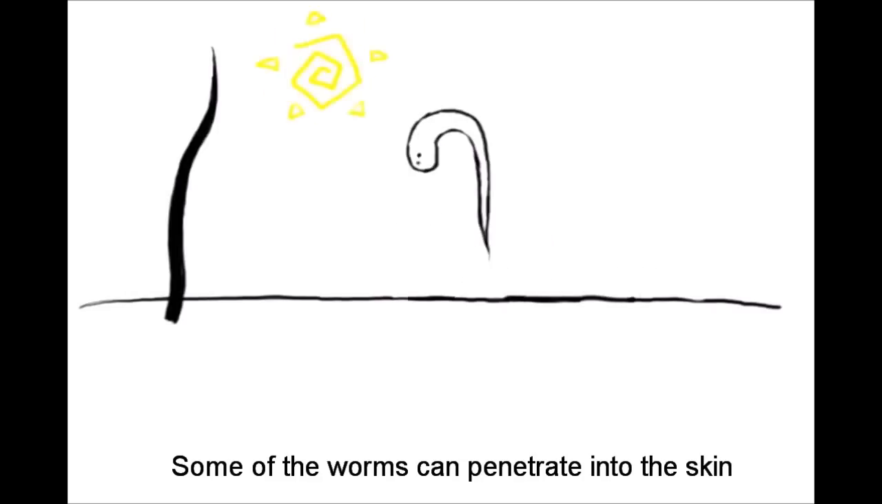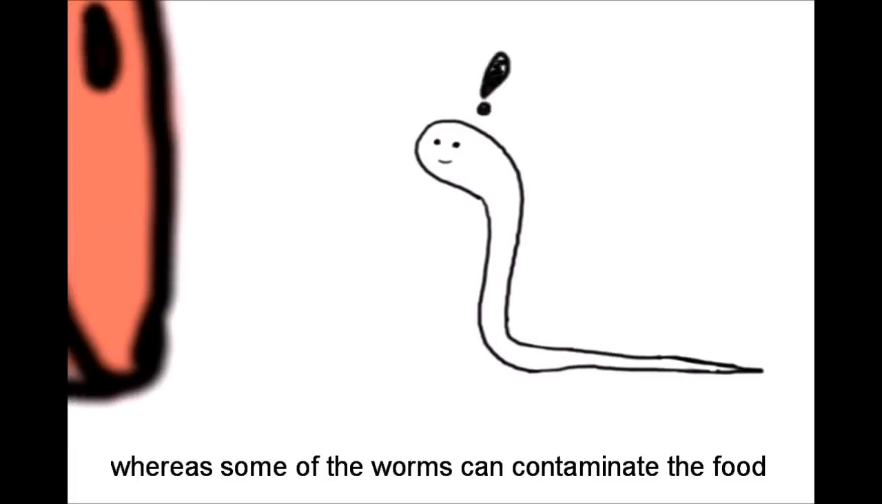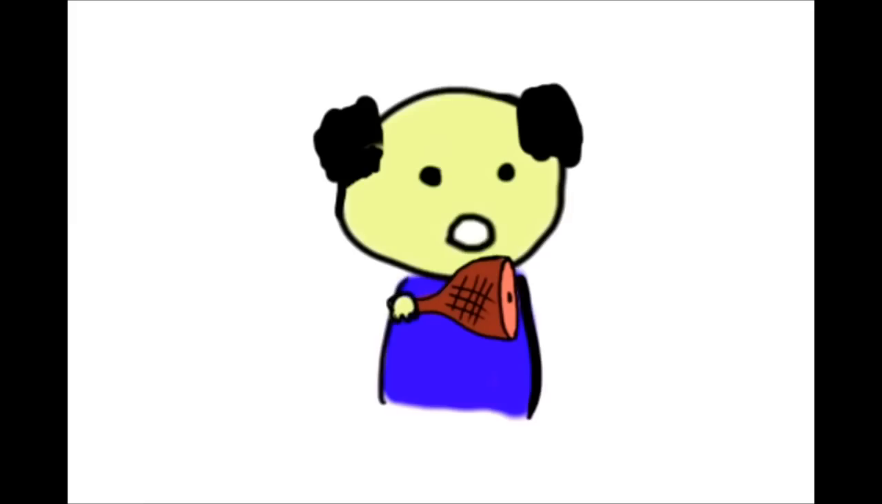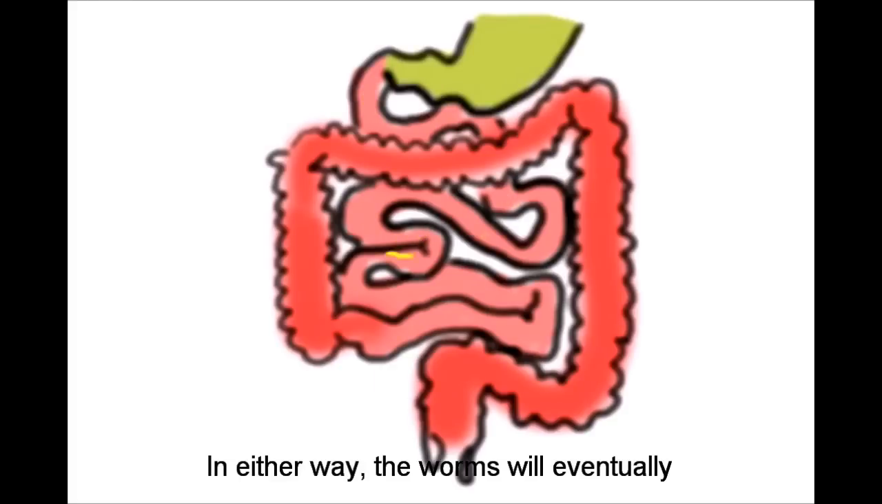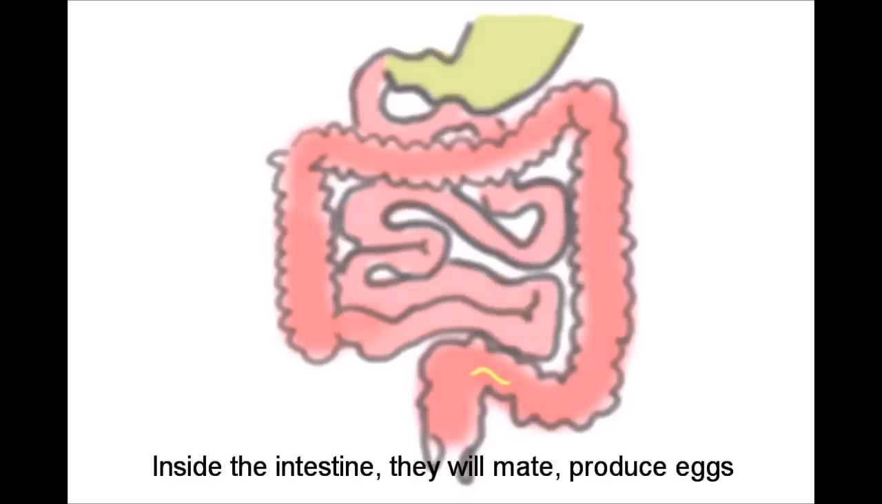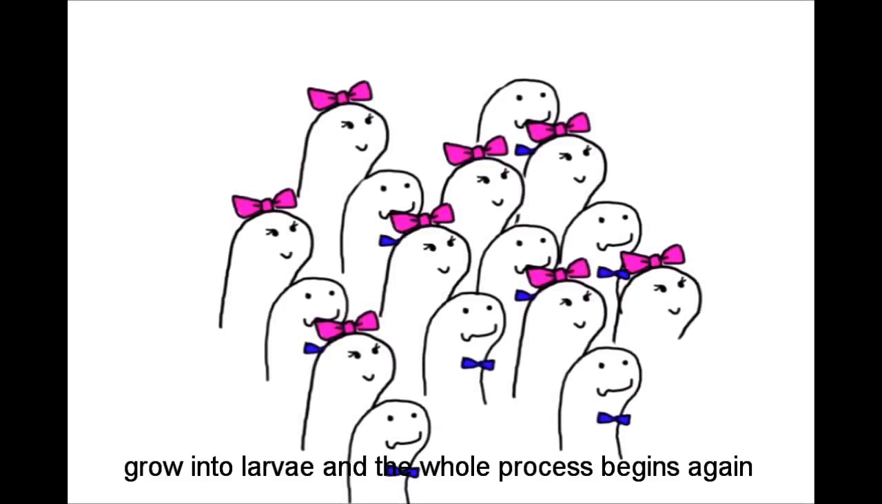Some of the worms can penetrate into the skin, whereas some of the worms can contaminate the food which will be eaten by humans. In either way, the worm will eventually migrate to the intestine. Inside the intestine, they will mate, produce eggs, grow into larvae, and the whole process begins again.